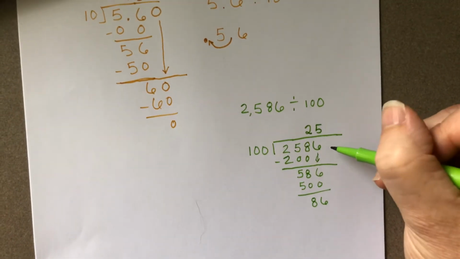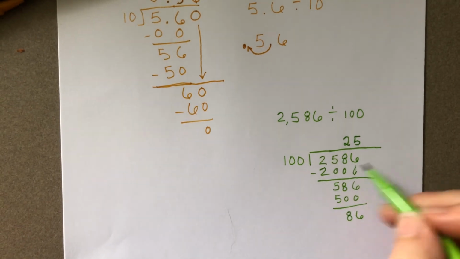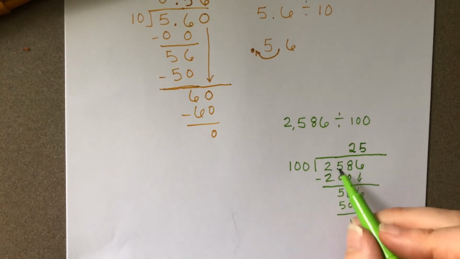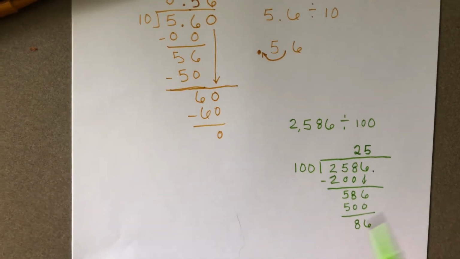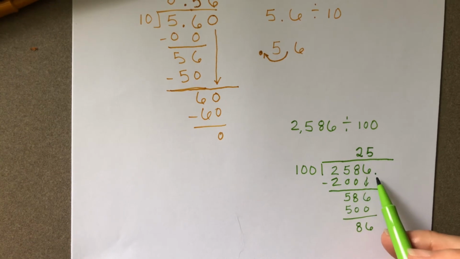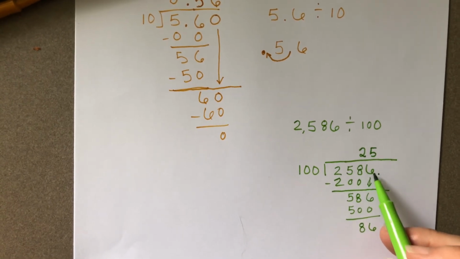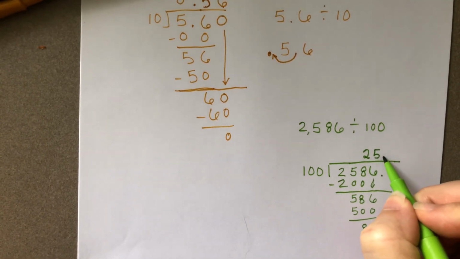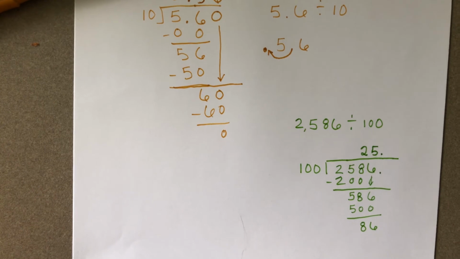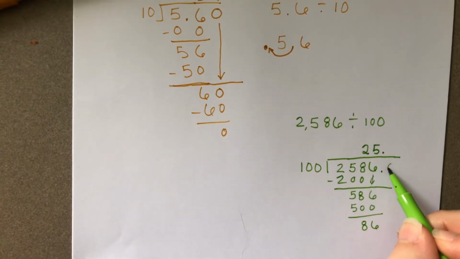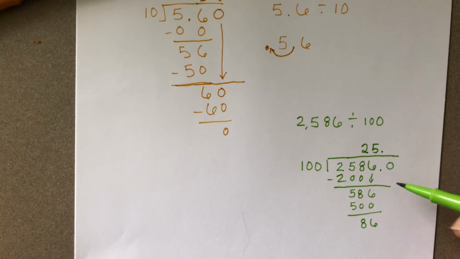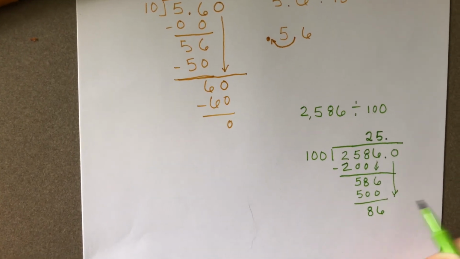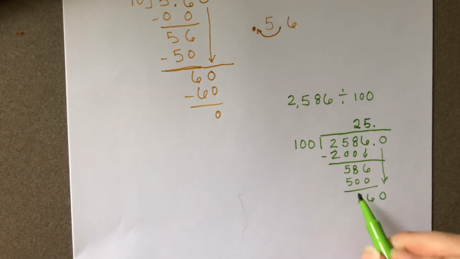And then we need to bring down. Oh, what do we need here? Do we need a decimal? Yes. So we have a whole number here. The decimal after 2,586 is right here, to the right of the last number. Now, this decimal translates to just going right above. And now you put a 0 in the tenths place, and now we can bring that 0 down. And we'll get 860.